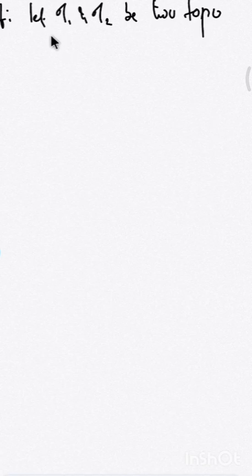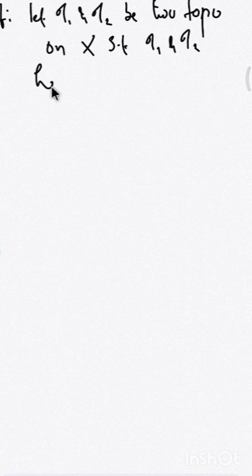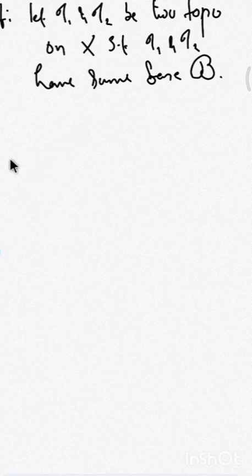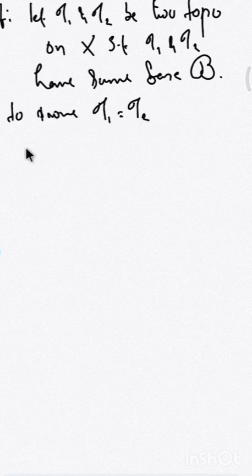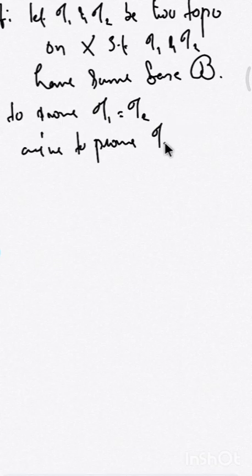Let Tau1 and Tau2 be two topologies on X such that Tau1 and Tau2 have the same common base, script B. We are going to prove that Tau1 and Tau2 are equal. To prove Tau1 equal to Tau2, we have to prove that Tau1 is stronger than Tau2 and Tau2 is stronger than Tau1. That is, Tau1 contained in Tau2 and Tau2 contained in Tau1.